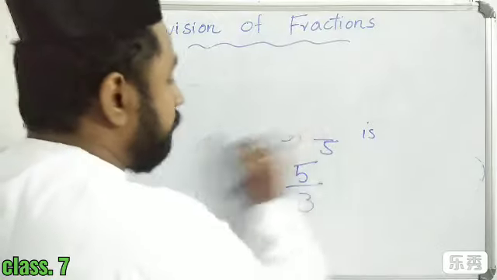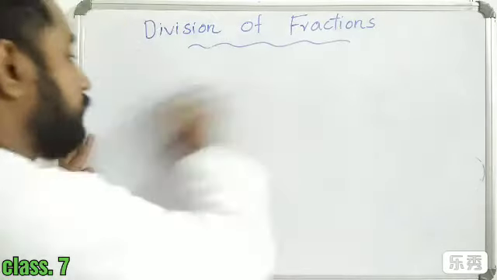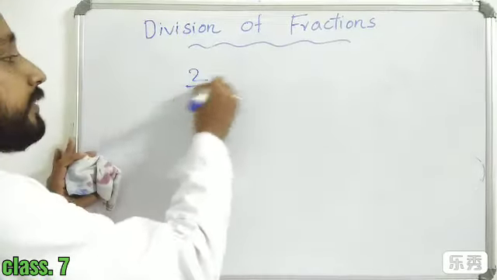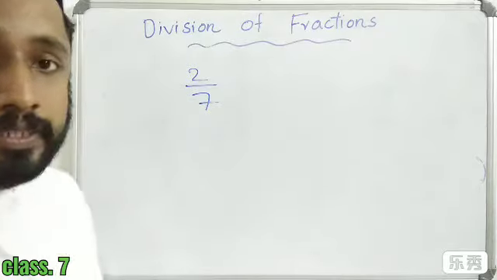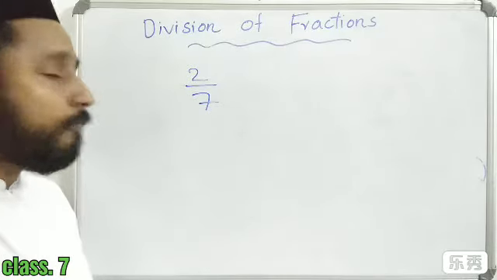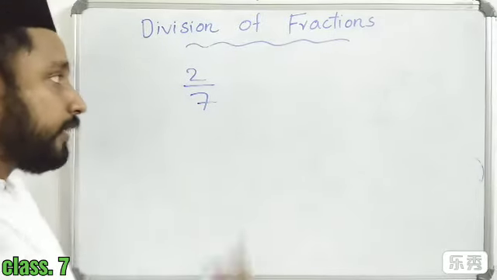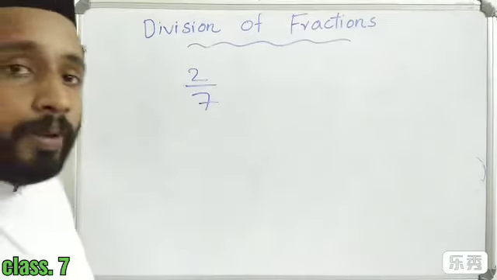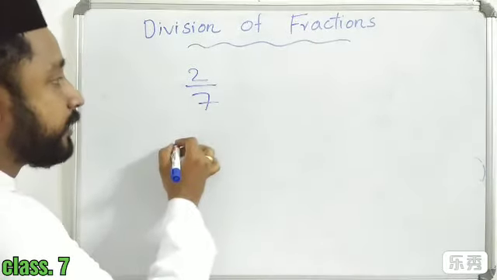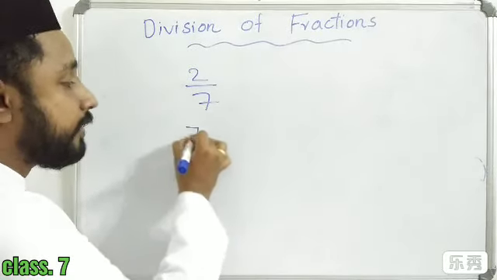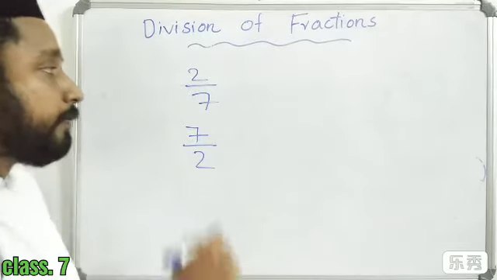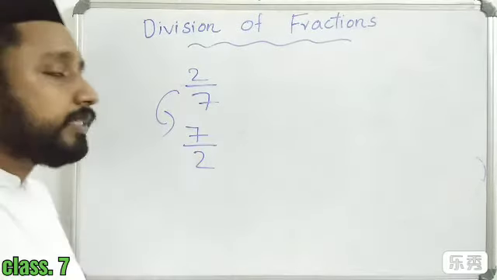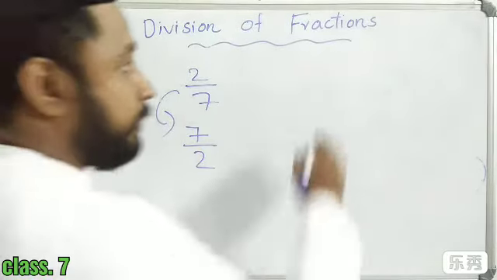Another example: what about 2 by 7? 2 by 7 is a fraction. What is the reciprocal of 2 by 7? For the reciprocal, 2 will become the denominator and 7 will become the numerator. The reciprocal of 2 by 7 is 7 by 2.